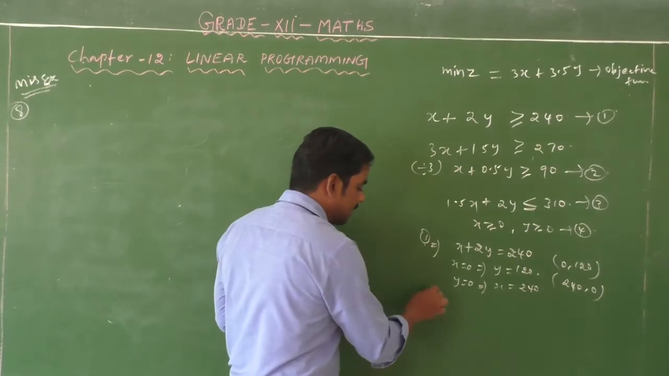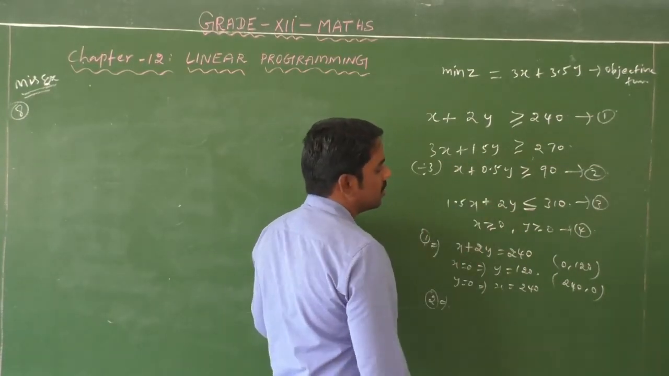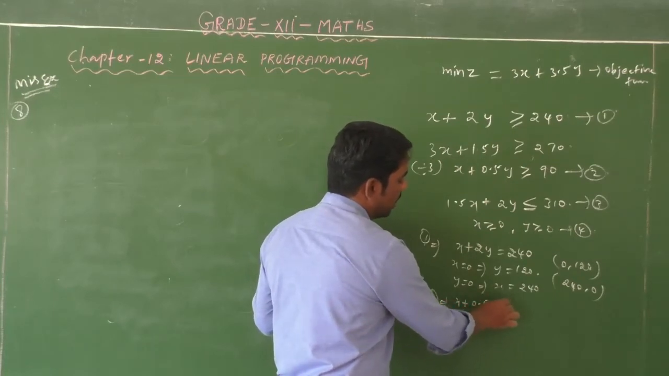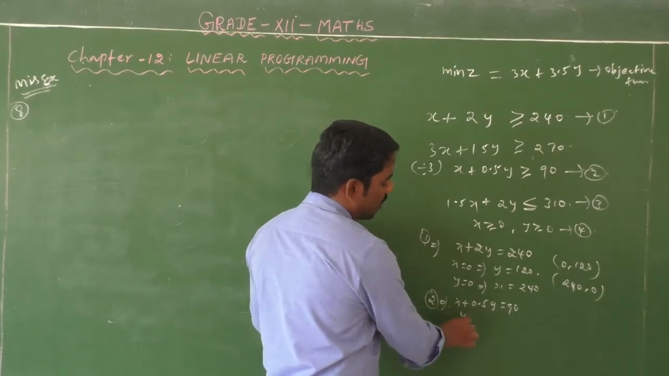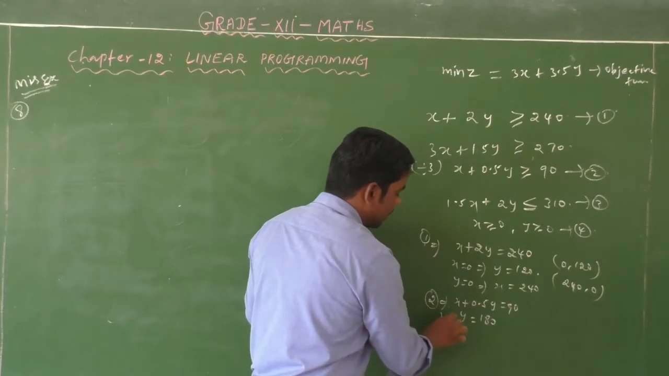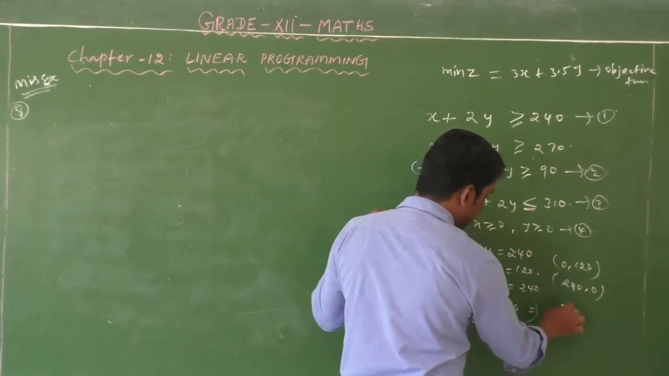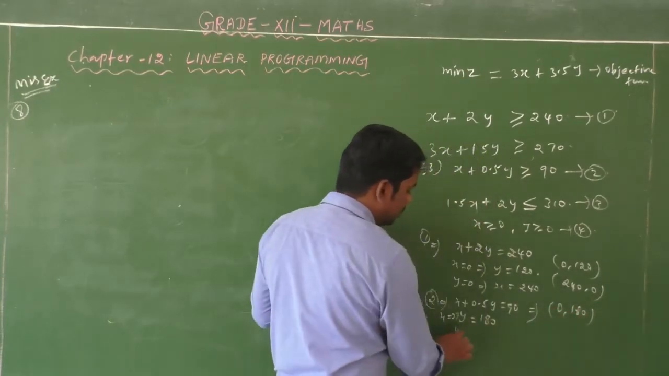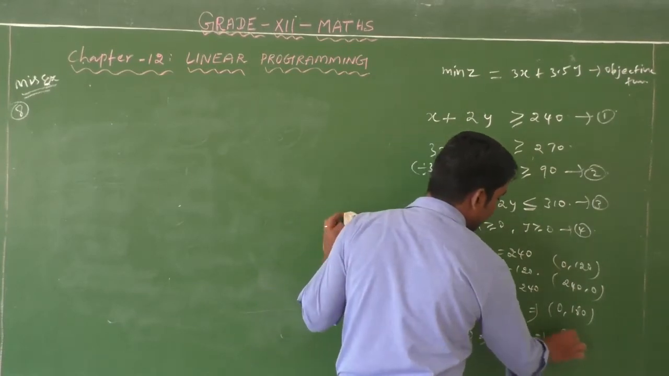So the second constraint, listen students, x plus 0.5y greater than or equal to 90. That means x plus 0.5y equals 90. So if x equal to 0, y equal to 90 by 0.5, that is 180. So a point is 0, 180 on the second line. And y equal to 0, which implies x equal to 90. So 90, 0.